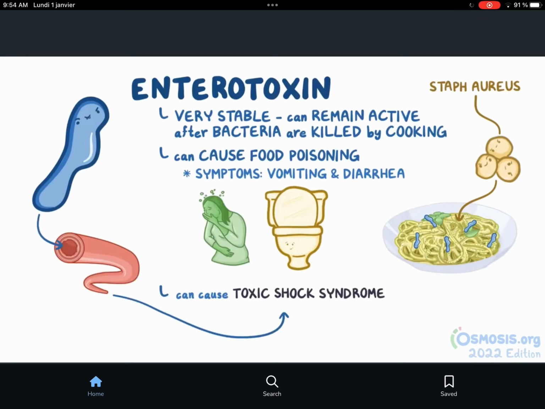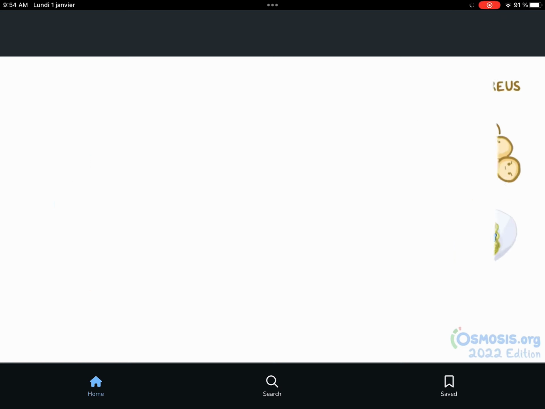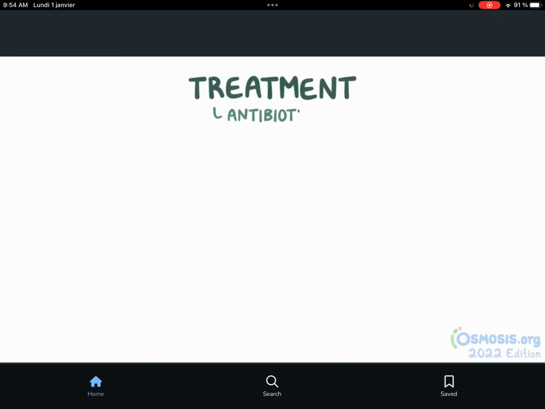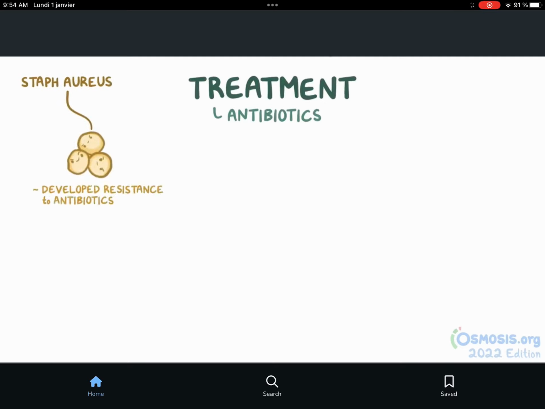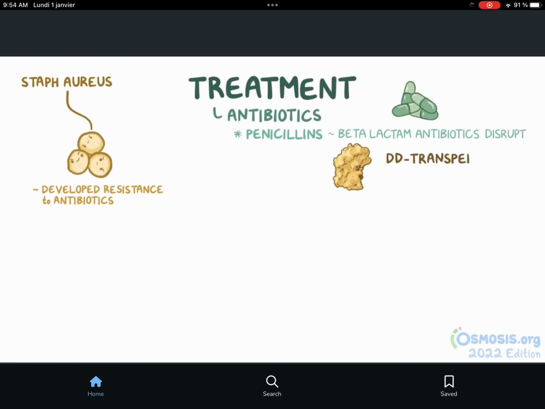like TSST1. The main treatment for infections is antibiotics, but Staph aureus adapts quickly and has developed resistance to a number of antibiotics. Penicillins, which are beta-lactam antibiotics, were tried early on. They work by disrupting the enzyme DD transpeptidase, which is a penicillin binding protein, or PBP.